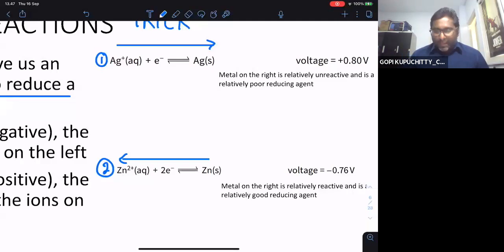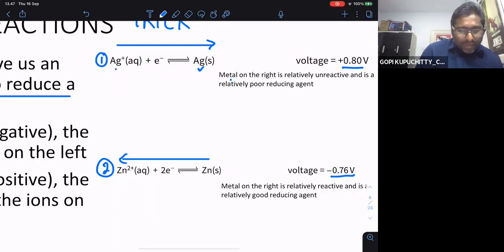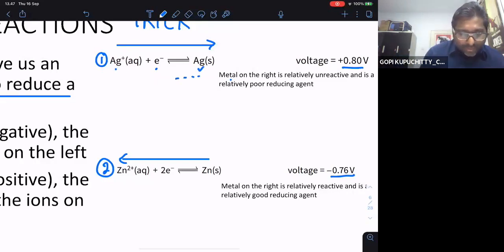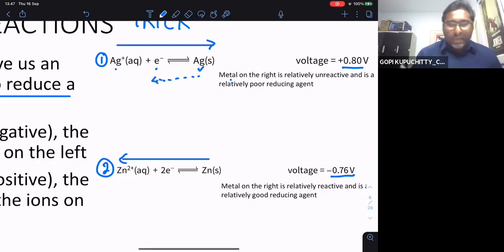So you see, this is the voltage given. What does it mean? You see the metal on the right. What is the metal on the right? Silver. This silver ion reacts, which means it will join with the electron to form silver. Therefore, silver does not have a tendency to form the ion and the electron.